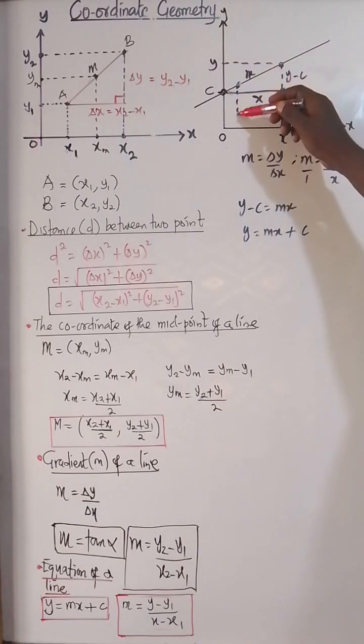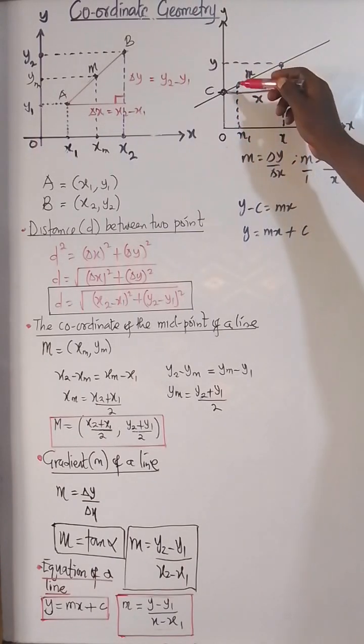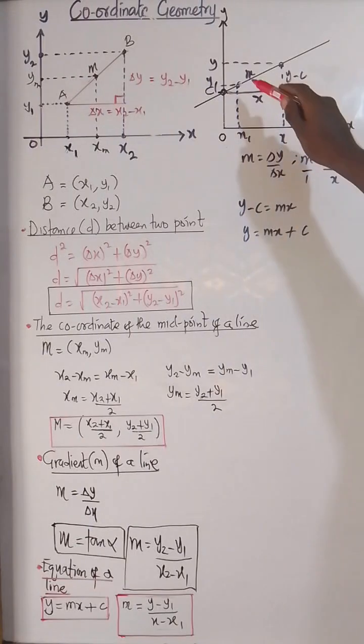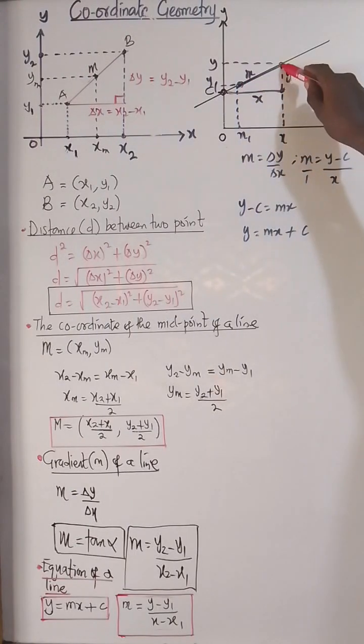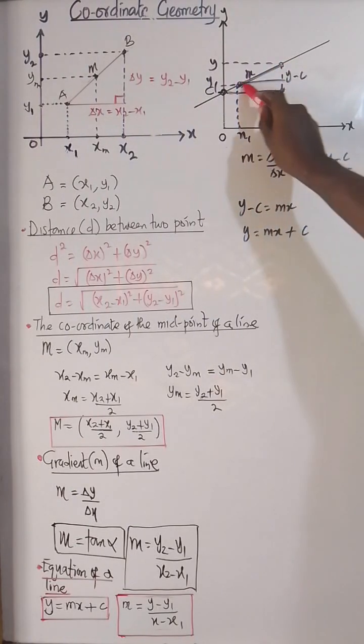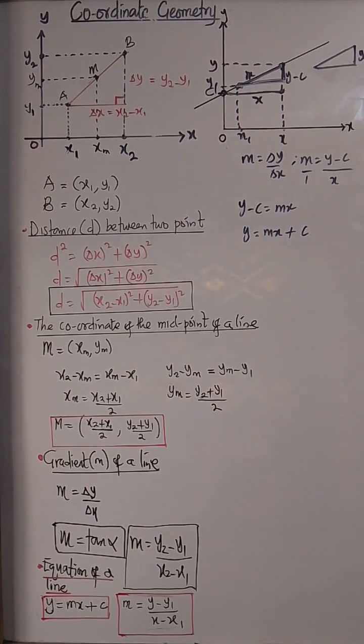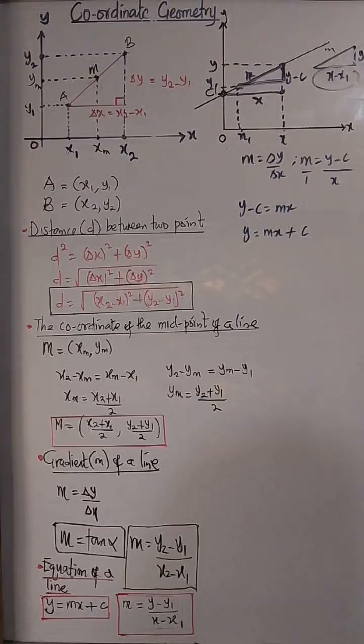And for this particular point, the coordinate will be x1, y1. So if we are choosing this point, from this point to this point, the change in x will be what? x minus x1. This is y minus y1. This is x minus x1. So the gradient m becomes what? y minus y1 over x minus x1.